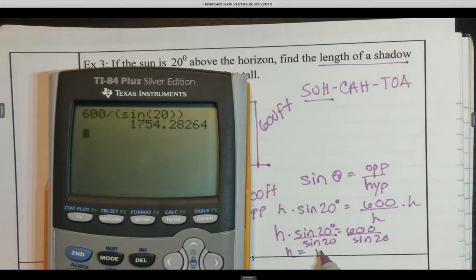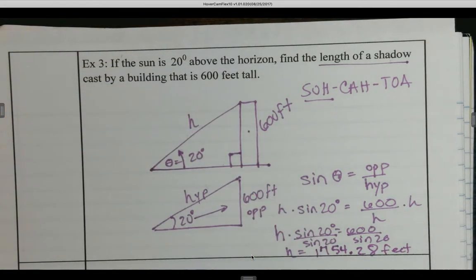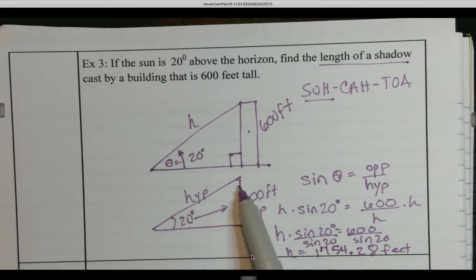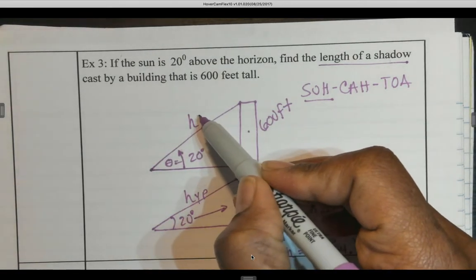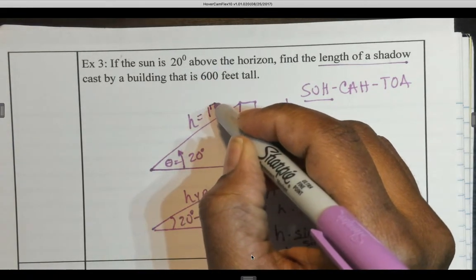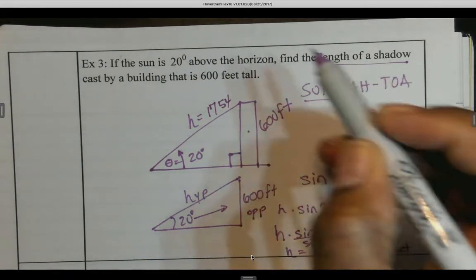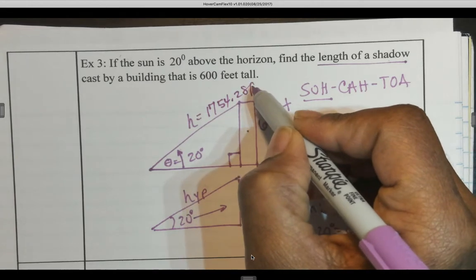1,754.82. We'll leave it as two numbers after the decimal. And because we were in the units of feet, my answer should be in feet. Okay. So now I know the length of the shadow that this building cast is 1,754.82 feet.